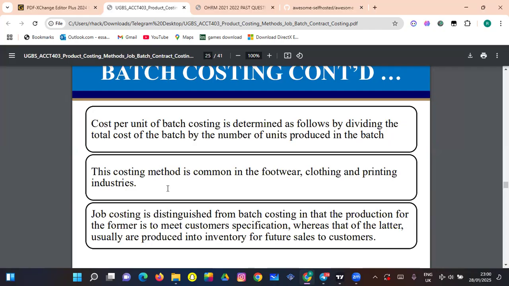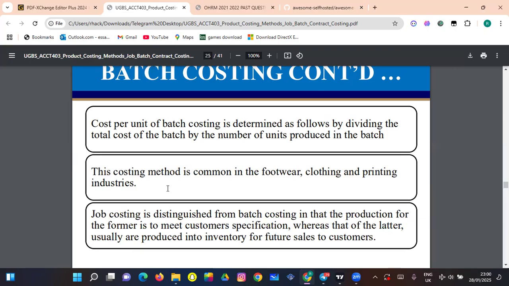So let's say your total cost for producing a batch is 50,000, and the number of items in a batch is 5,000. Then the cost per unit is 10 Ghana cedis. So this costing method is common in the footwear, clothing, and printing industry, right?